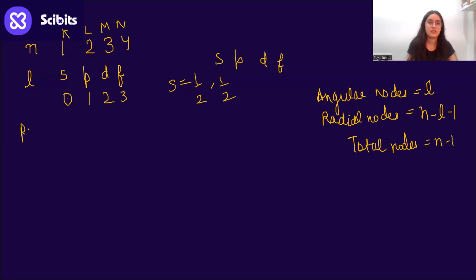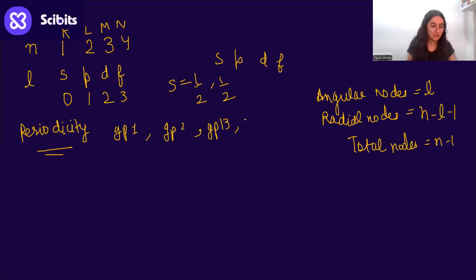Okay. So let's talk about periodicity. I hope you remember a few of the members of the series in a particular group, let's say group number 1. You should remember group number 1, group number 2, and groups 13, 14, 15, and 16. It's good to remember.